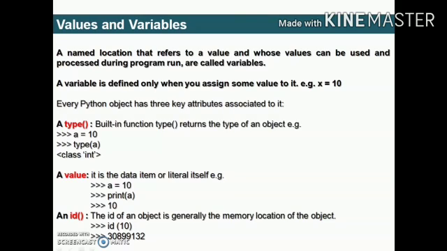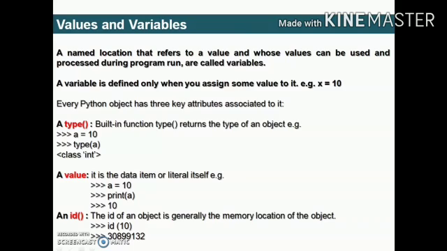Values and variables. A named location that refers to a value and whose value can be used and processed during program run are called variables. A variable is defined only when you assign some value to it. For example, x equal to 10, so x is the variable name.